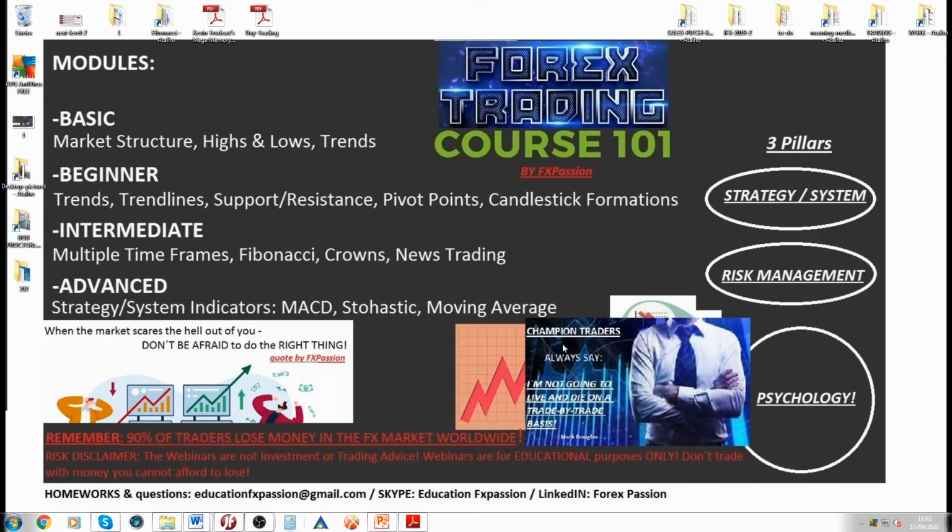And talking about psychology, what do champion beginner traders say? Champion beginner traders say, I am not going to live and die on a trade by trade basis. And of course this is a quote from Mark Douglas, and on the left I have my own quote, when the market scares you, when you lose one, you lose twice, you lose 3 times, you lose for the 4th time, don't be afraid to do the right thing. What is the right thing to do? Enter the market. Follow your rules, follow your strategy rules, follow your entry rules, follow your trade management rules. Don't be afraid to do the right thing.